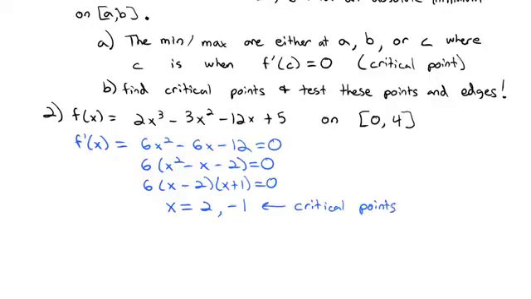That's where the derivative is 0. That's where it levels off. However, we need to be careful. All we really care about is numbers between 0 and 4. So negative 1 doesn't really help us because it's outside of the range.